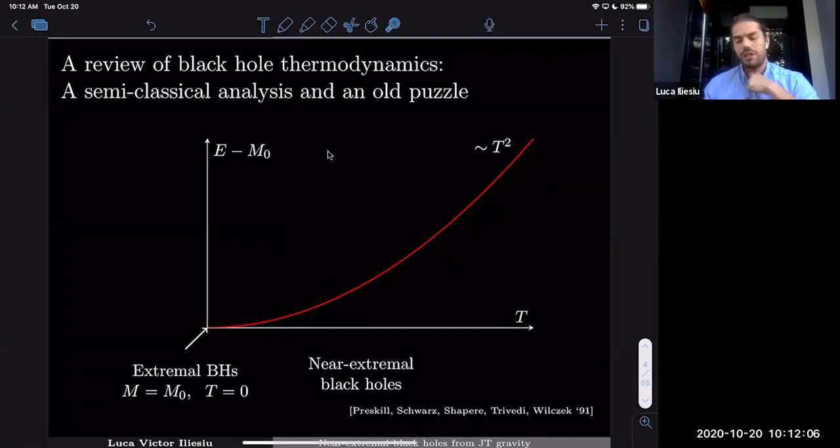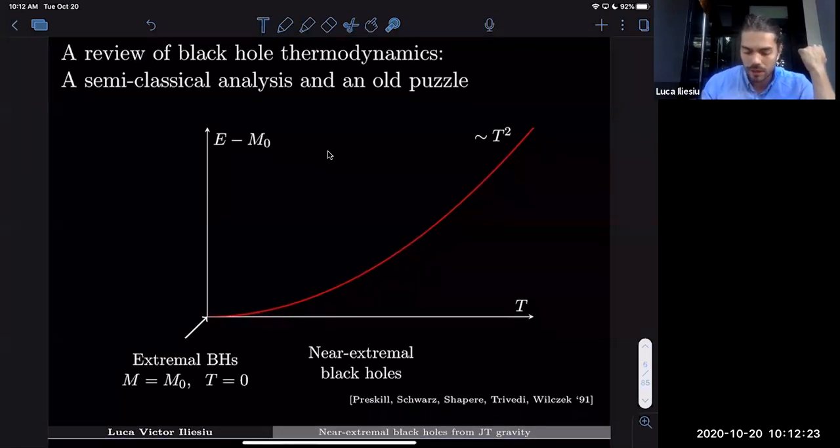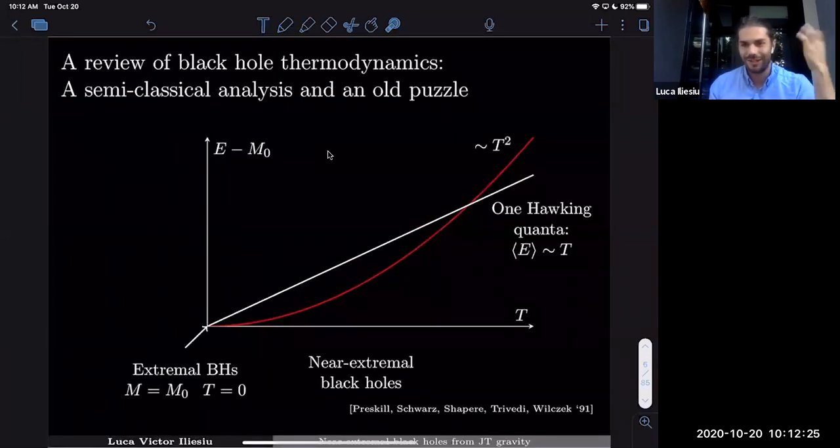Suppose that such a near-extremal black hole radiates a single Hawking quanta. So in a semi-classical calculation, we can estimate the energy of a single Hawking quanta to be proportional to the temperature of the black hole. So here I plot the energy of a single Hawking quanta, and here I plot the energy of the near-extremal black holes. So the puzzle is the following. Suppose I am at a low enough temperature that I'm in this area.